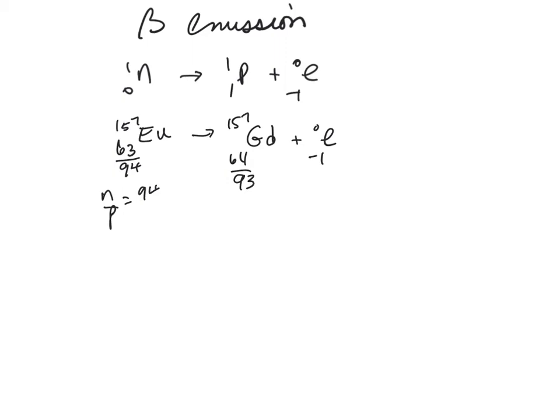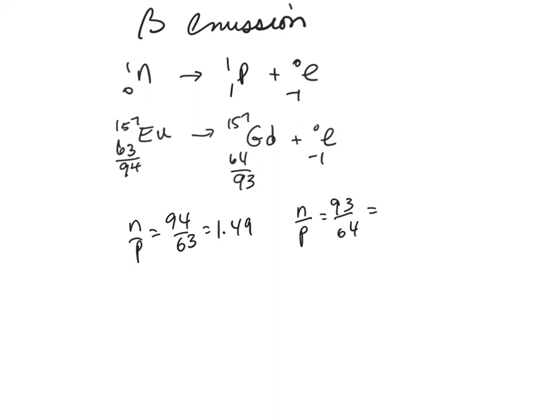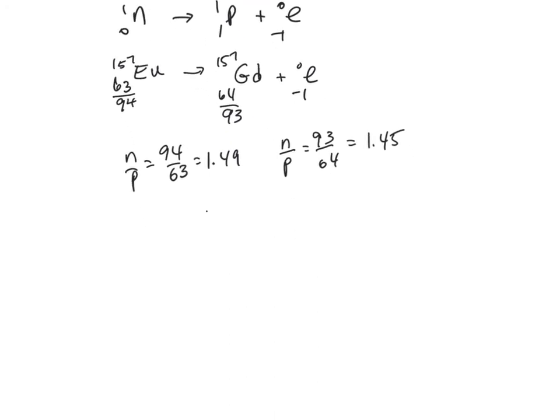Let's move this down a little bit right there. So the N over P ratio is going to be 94 over 63, which is 1.49. For gadolinium, it's N over P is 93 divided by 64, which is 1.45. So here you see that the N over P ratio decreases for beta decay.